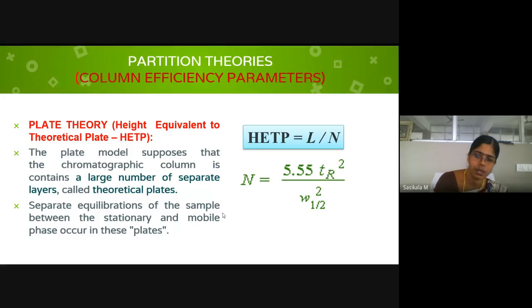Clear how it is calculated? L by N. L represents the length of the column. N represents the number of theoretical plates. The height of those theoretical plates is what plate theory covers. And this height represents the separation of your sample between stationary and mobile phase. How many samples can be separated in these layers depends on the height.